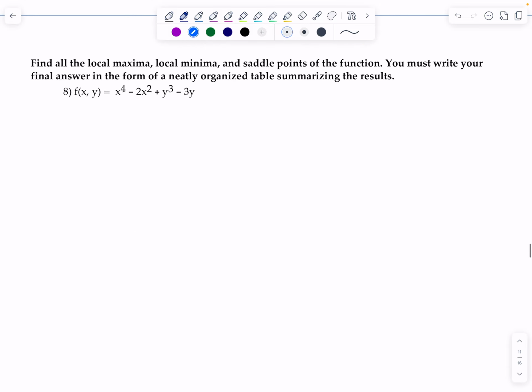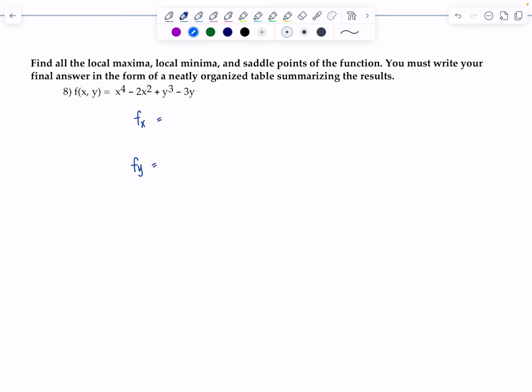Find all the local maxima, local minima, and saddle points of the function. You must write your answer in the form of a neatly organized table summarizing your results so it doesn't turn into Hot Mess Express. Okay, so let's go get all our critical points and then put them in the table. So what you want to do is find where both partial with respect to x and partial with respect to y are equal to 0 simultaneously.